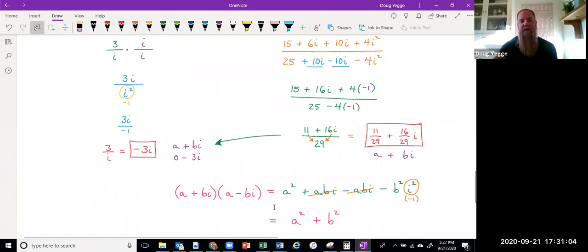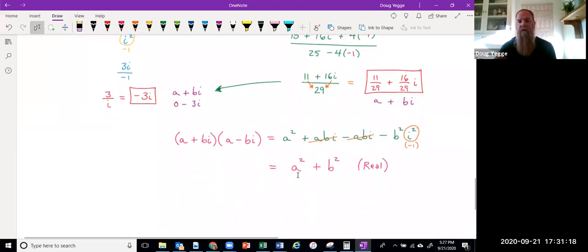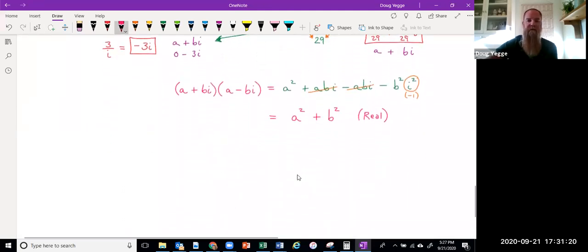And so it turns out that multiplying complex conjugates turns back into a real number. This number is real because it doesn't have any imaginary part. And so this is actually a pretty helpful tool, because what we're able to do now, for example, is to factor a sum of two squares.